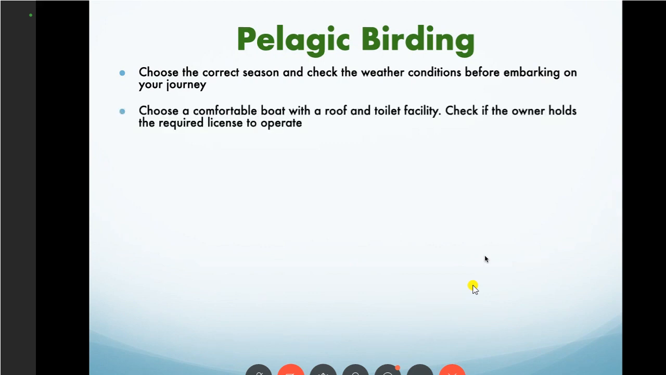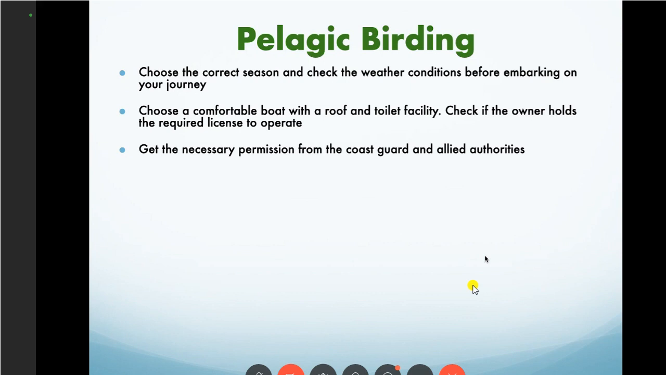Second point over here is obviously use a comfortable boat with a roof and a toilet facility. We didn't do that, so don't make that mistake. Make sure whenever you're going, all these facilities are taken care of. Also check if the owner holds a proper license to operate. Get the necessary permissions from the Coast Guard or allied authorities.